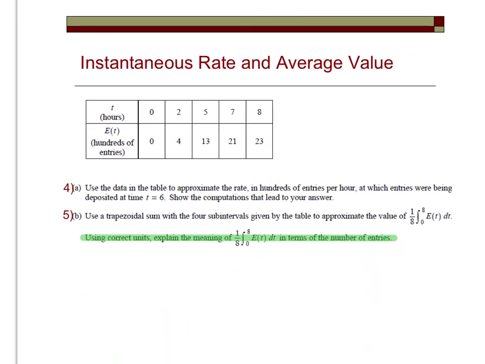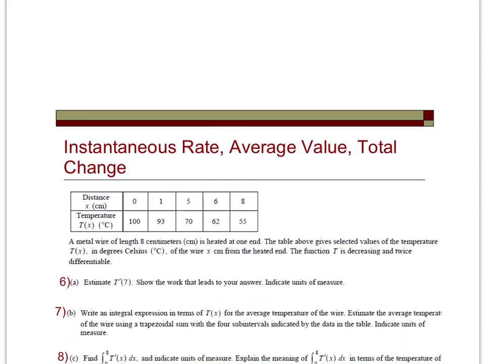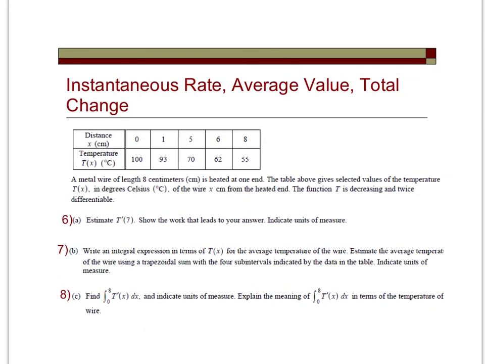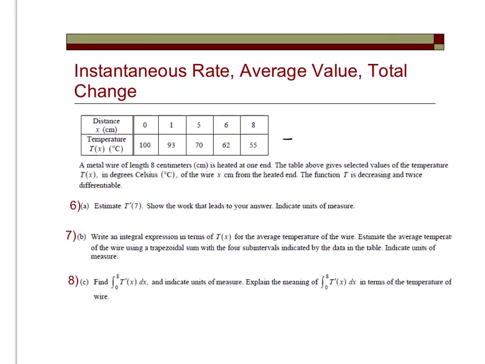Okay, now these two questions you have to answer on your own. So now you're seeing a numerical perspective, and looking at the numerical perspective, you have to be able to approximate the rate, and then approximate the value of that expression, and then explain it using the correct units. Fantastic. Okay, and again, 3 more questions given a tabular view of a problem, and you have to find the instantaneous rate at 7. You have to use a trapezoidal sum, and you have to find the average temperature of the wire, and then you have to interpret this expression in context of the problem. And that is it for today.